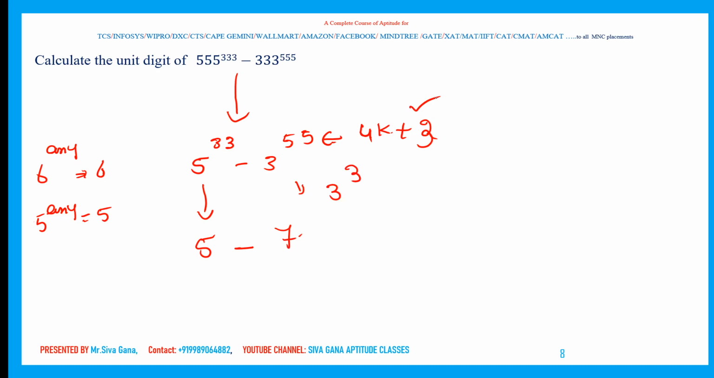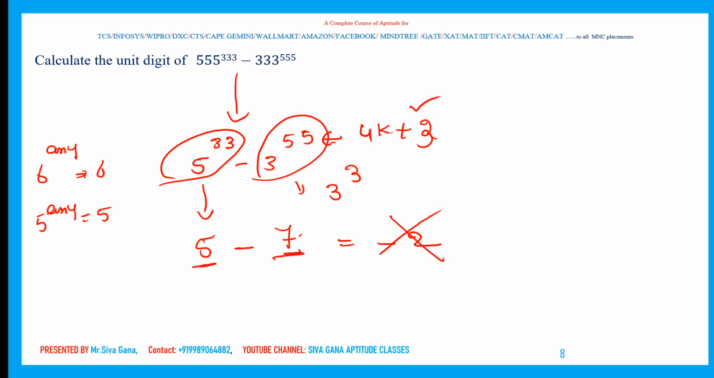This is in 4k plus 3 form. That's why a power 3, where a is 3. 3 power 3 is 27. Unit digit is 7. Now 5 minus 7. Just remember, these are the unit digits of the respective results. 5 minus 7: you should not write minus 2, which is wrong. What you have to do is borrow from the tens place.